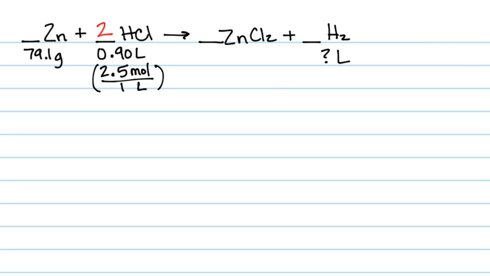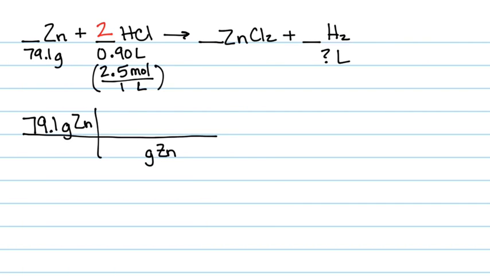So let's start with zinc. For zinc, we have 79.1 grams of zinc. We're going to change it all the way to liters of hydrogen. So grams of zinc has to be put in the denominator, and we go from grams to moles. Again, I'm thinking of those boxes from earlier in chapter 9. That's molar mass, dealing with zinc.